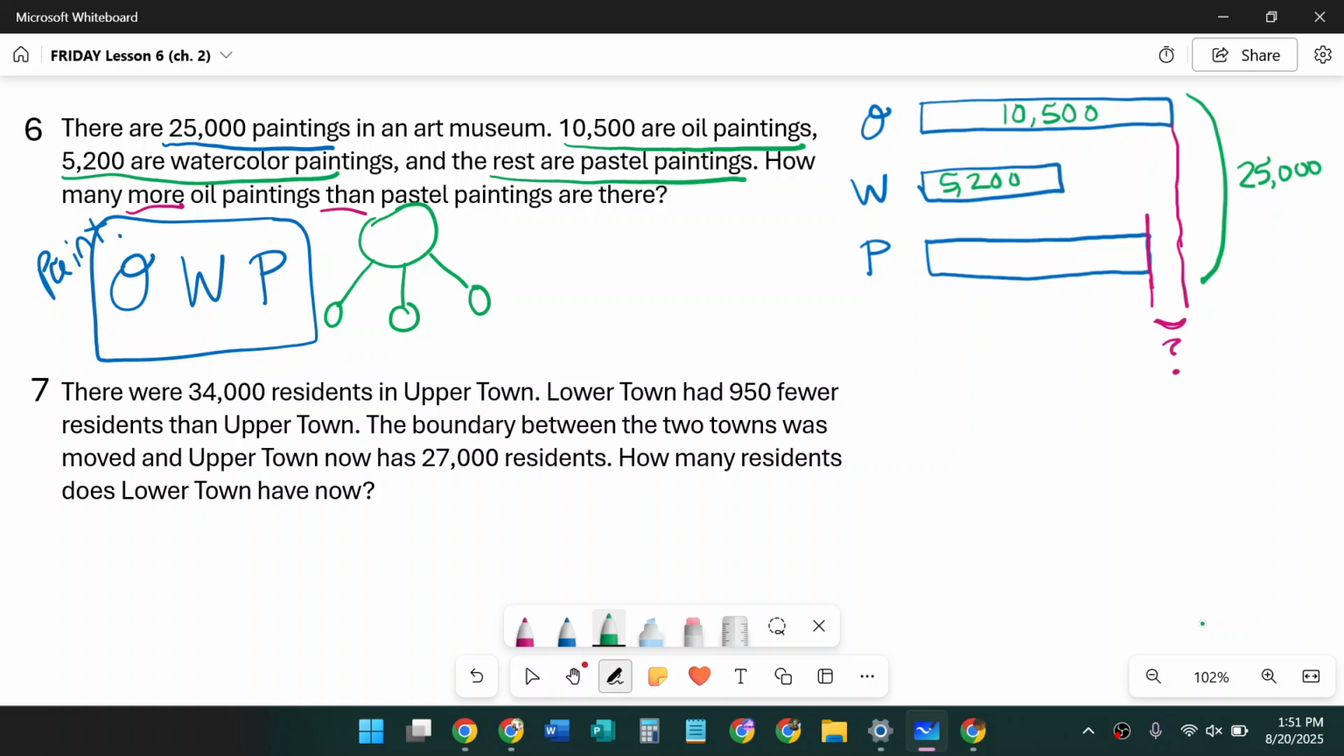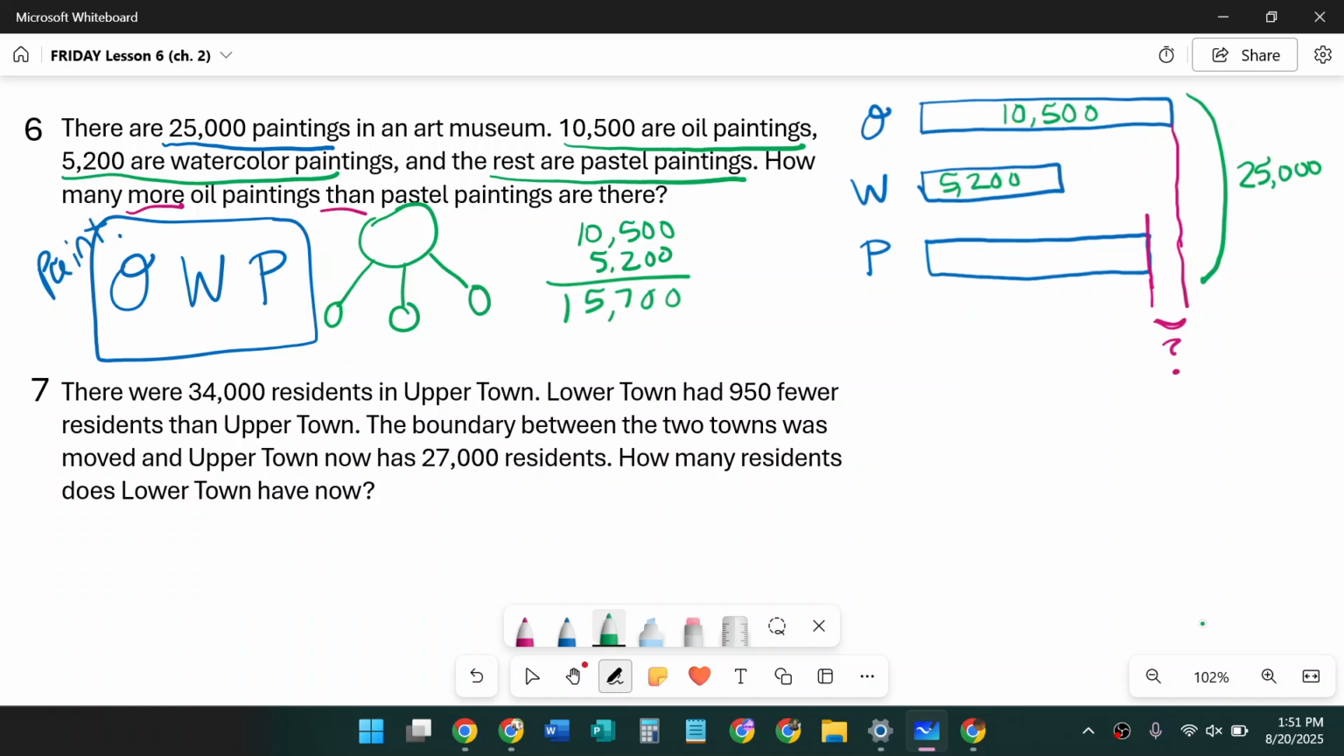All right, so now that we have our model, it's probably much easier to figure out what to do with this. So if we have two of the numbers and we have the total, we can find the third. So I'm going to add the two numbers for the two paintings that we know how many there are.